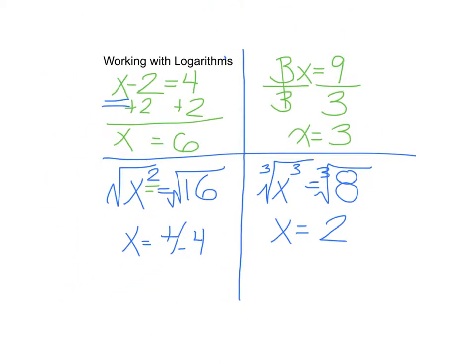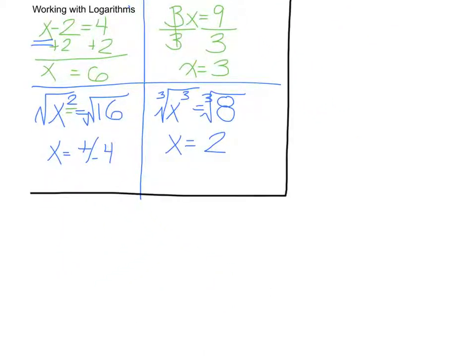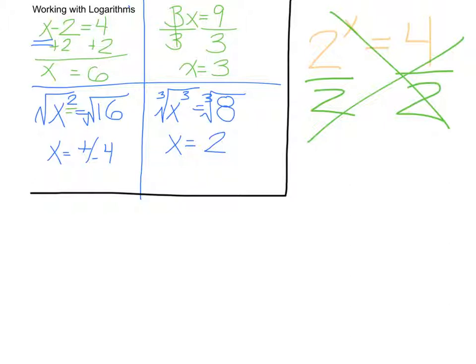Let's take all these situations and maybe put them off to the side for a second. Suppose you had something like 2 to the x power equal to 4. How would you be able to solve that? Well, I certainly can't divide both sides by 2, because 2 to some power doesn't mean that I can simply divide both sides by this base. So division isn't going to work.